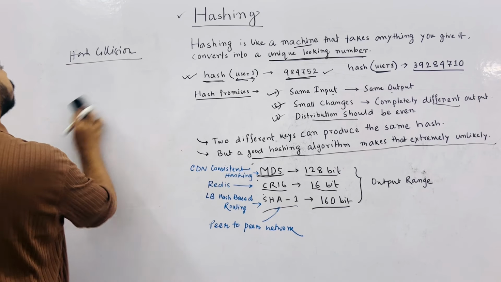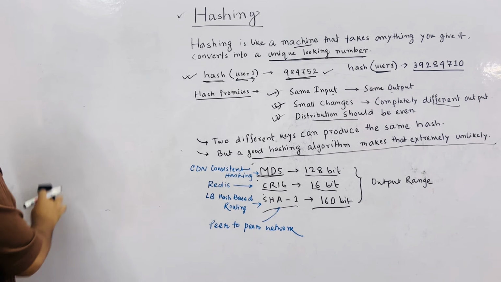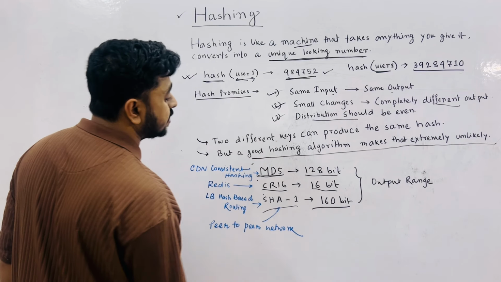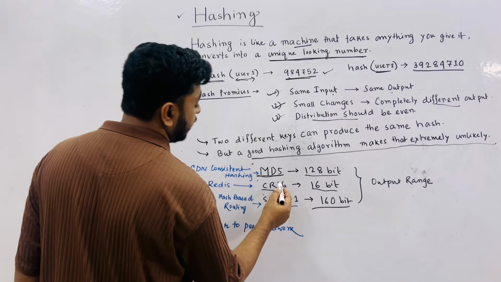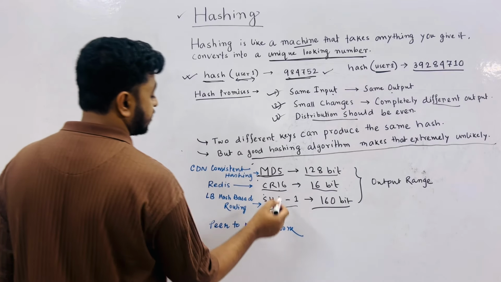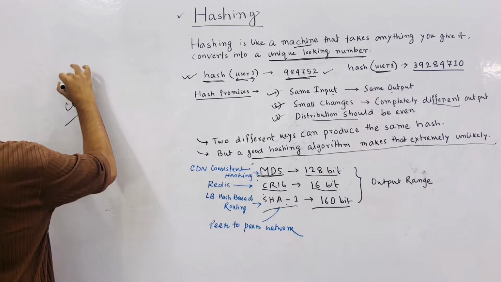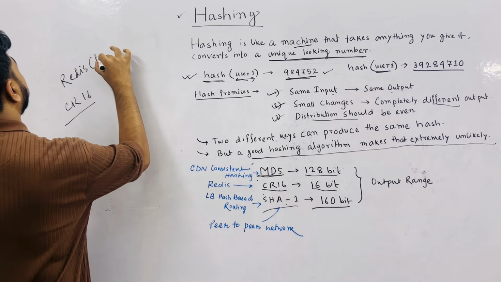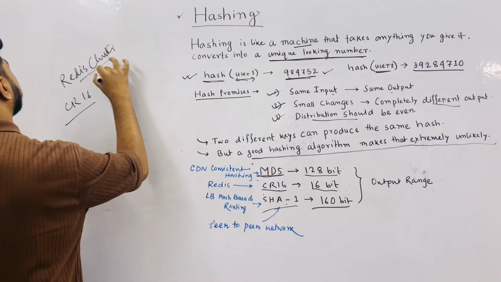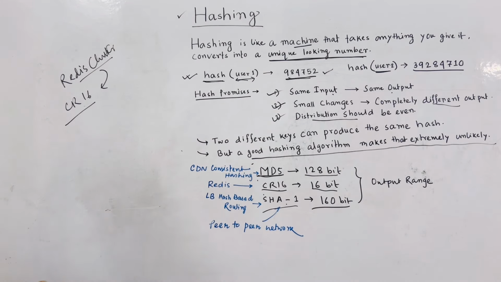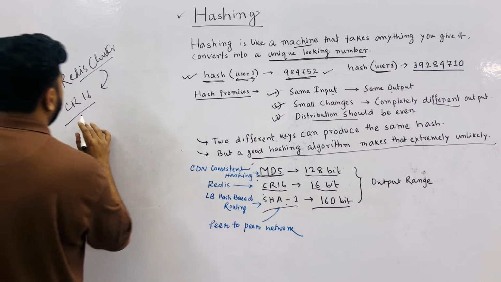So now you saw there are many hashing algorithms. These are the famous hashing algorithms: MD5, CRC16, SHA-1. CRC16 is very famous because of Redis cluster, right? I will talk about later what Redis is. Redis cluster exactly uses the CRC16 algorithm.